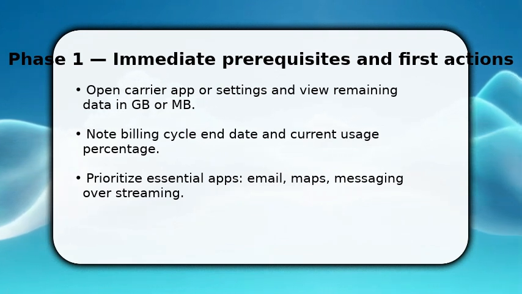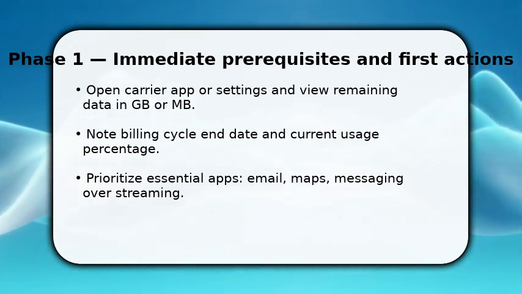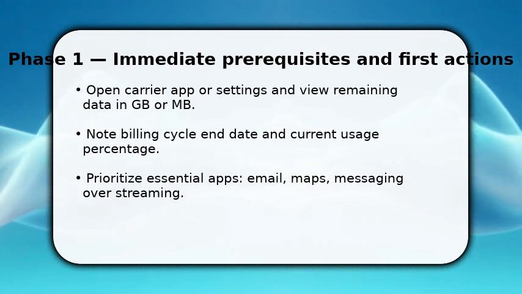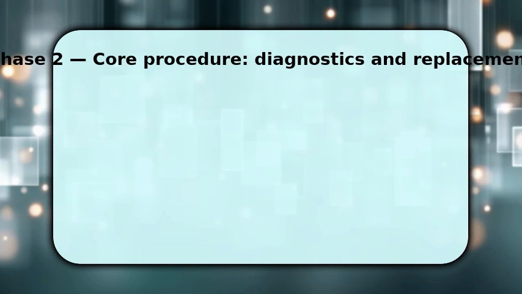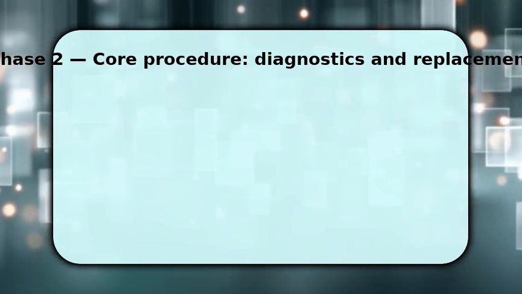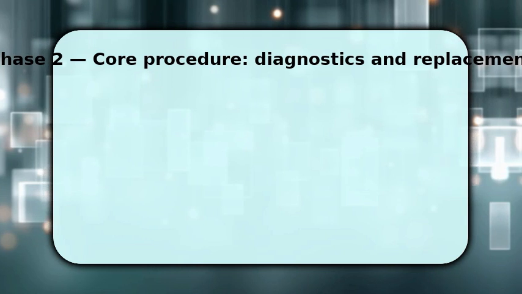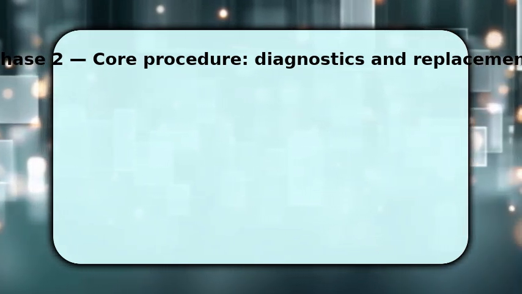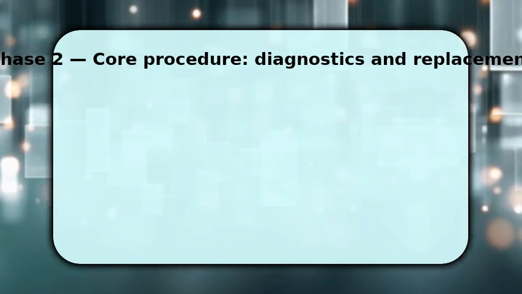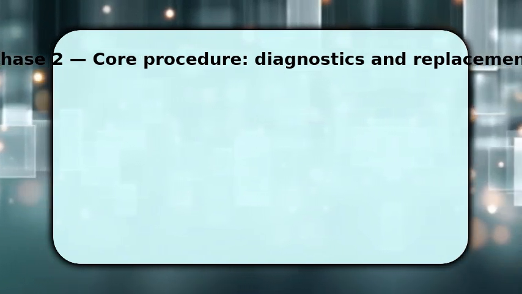Next, you take control. Turn on Data Saver and restrict background data for apps that don't need real-time updates. Adjust video and streaming quality to 480p or 360p. This can reduce consumption by 30 to 70%. Once done, download maps, podcasts, and large attachments while on Wi-Fi so you use zero cellular data later.